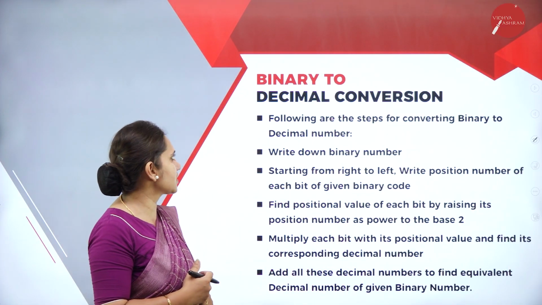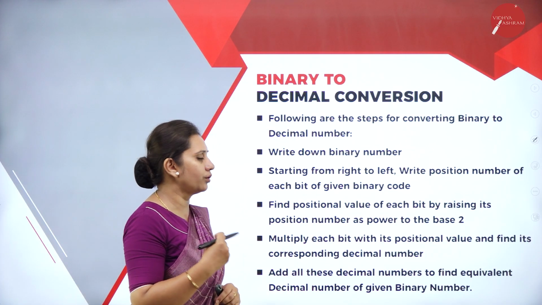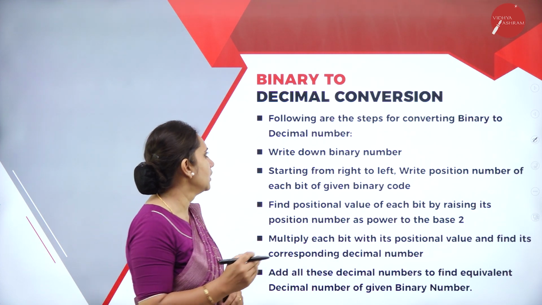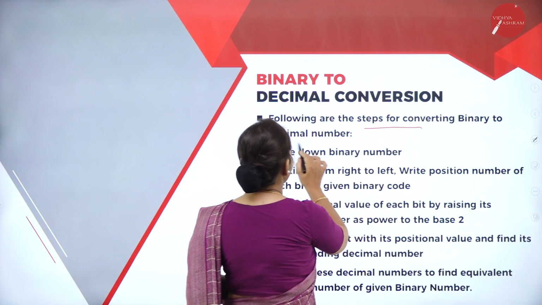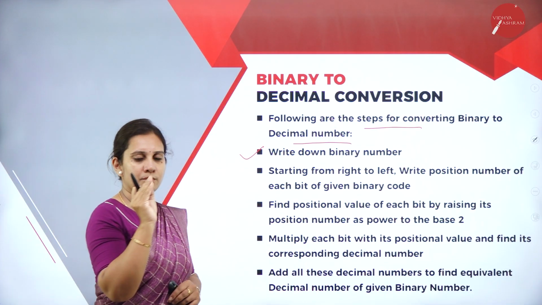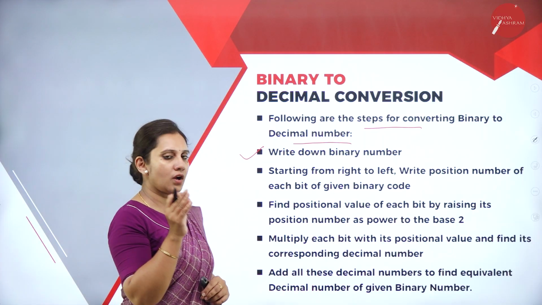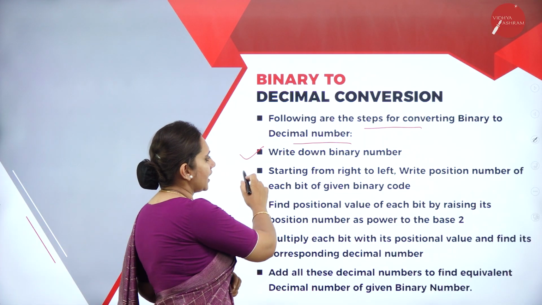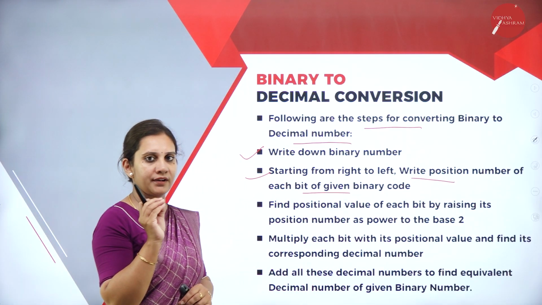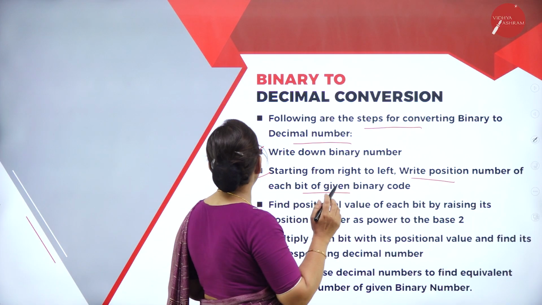Next, let us understand binary to decimal conversion, how I'll do it. That is what I told you, the multiplication method with the powers, that is the exponent form. The steps for converting a binary to a decimal number: write down the binary number. A binary number will be a combination of zeros and ones. So I need to write that number. Then, starting from right to left, write the position of each bit in the binary code. For example, what is the position of that number? I'll take one number here.